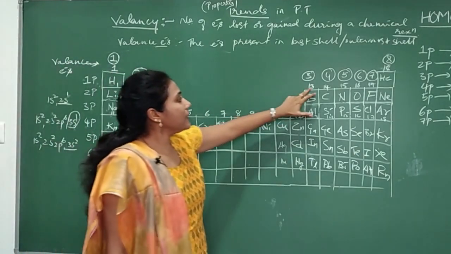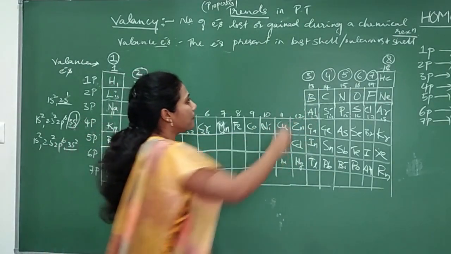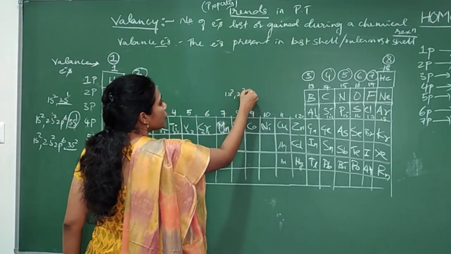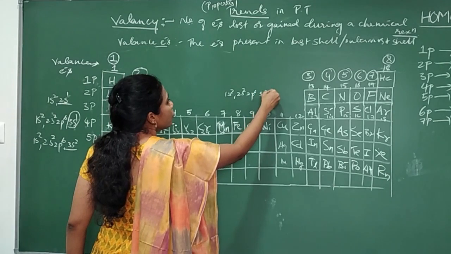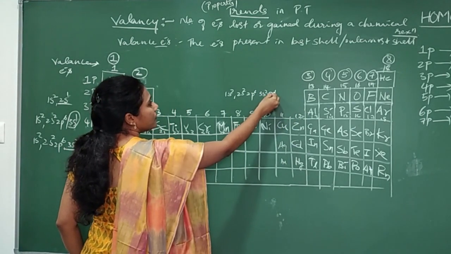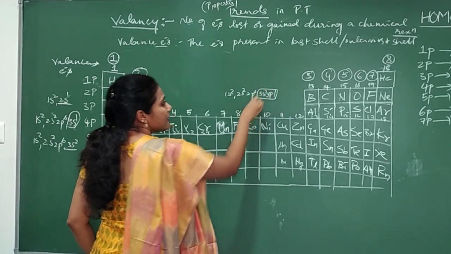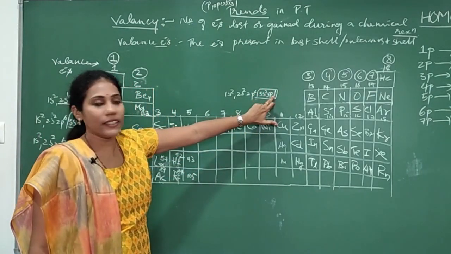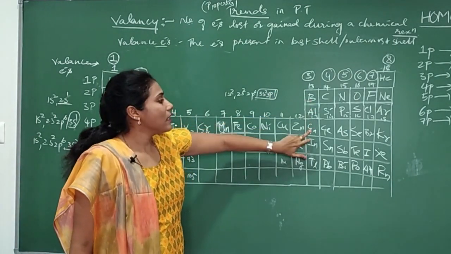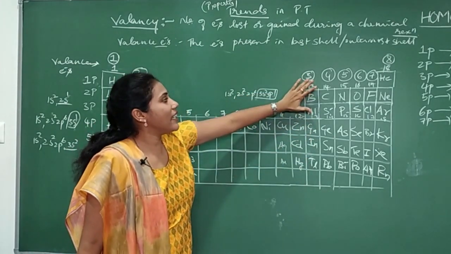Coming to the 13th group elements, take any element, like aluminium here, and write its electronic configuration. Aluminium: 1s2, 2s2, 2p6, 3s2, 3p1. Aluminium has atomic number 13; match it here: 6 plus 4 is 10, and 13 in total. The last shell is the third shell. How many electrons are there? 2 plus 1, which is 3. Not only aluminium, boron also has 3 valence electrons, and gallium also has 3 valence electrons. So all these elements have 3 valence electrons.